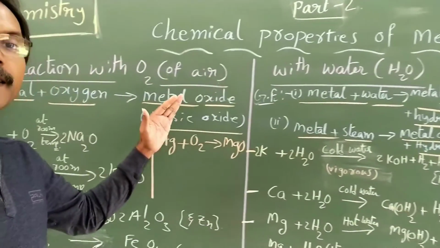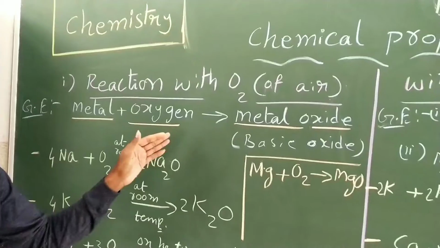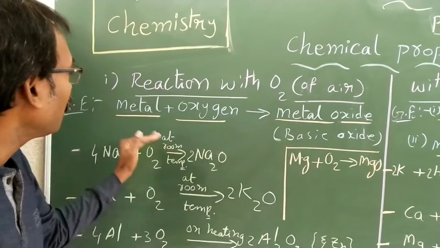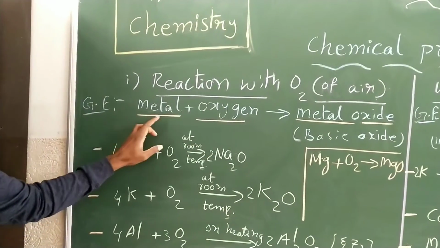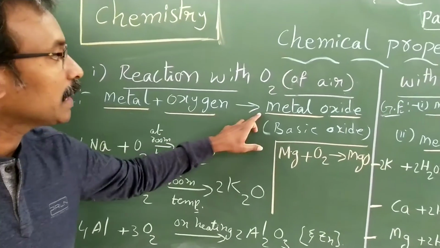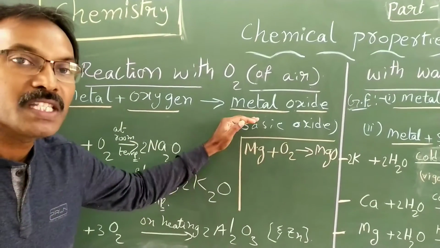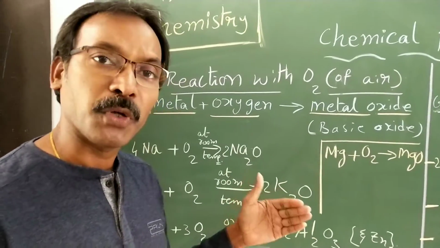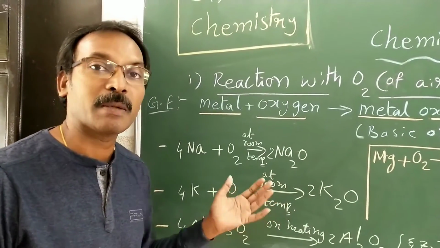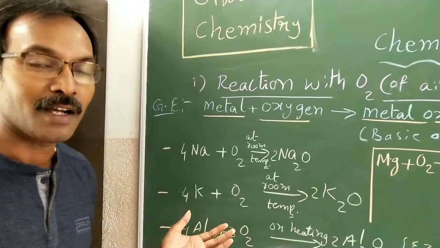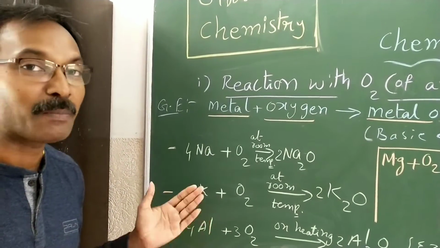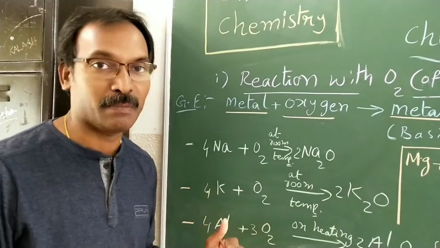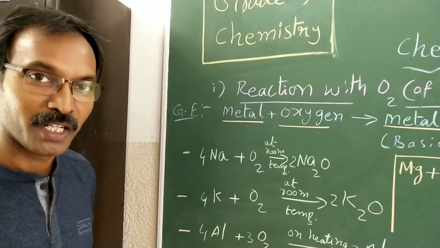Now first let us see how the metals react with oxygen. Oxygen is nothing but from the atmospheric air. If you take the general equation, metal plus oxygen gives rise to metal oxide, which is nothing but basic oxide. Generally when metals react with oxygen, they produce metal oxides. Those metal oxides are basic in nature. But all the metal oxides are not basic. In some cases, some metal oxides show both properties, acidic as well as basic. Once the topic comes, I will discuss that special category.